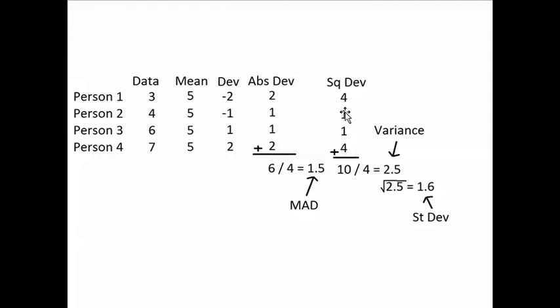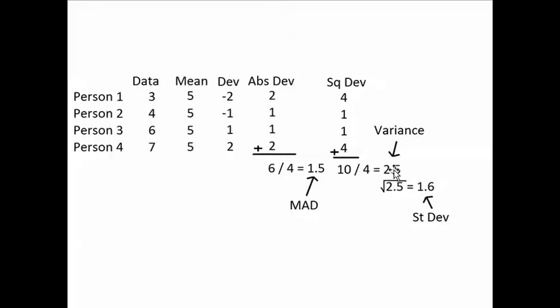If we calculate the mean of the squared deviation column, the answer will be called the variance. The variance is just the mean of the squared deviations. So just like how the MAD is the mean of the absolute deviations, the variance is the mean of the squared deviations. They're just the means of 2 different columns. So if we add these 4 squared deviations, the total is 10. And then 10 divided by 4 is 2.5. So the variance, or the mean of the squared deviations, is 2.5.